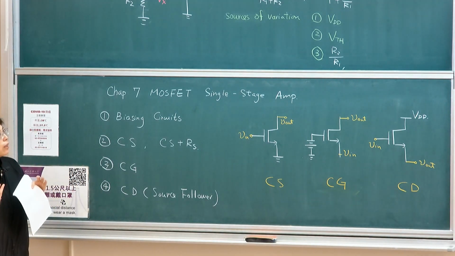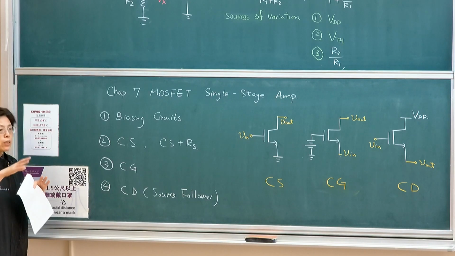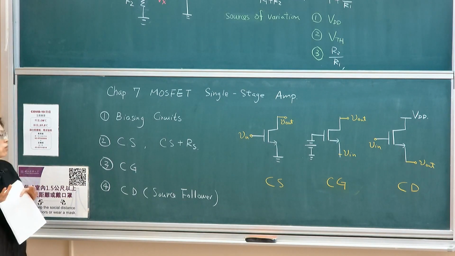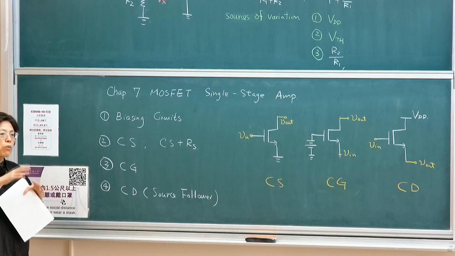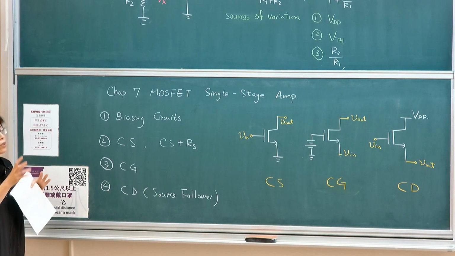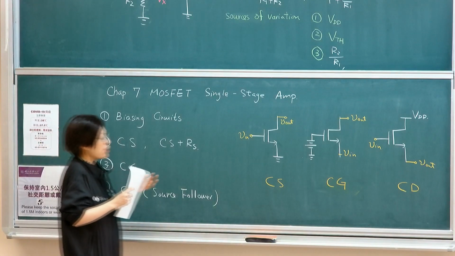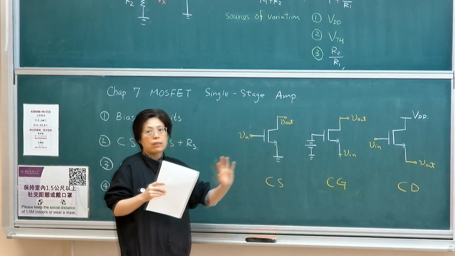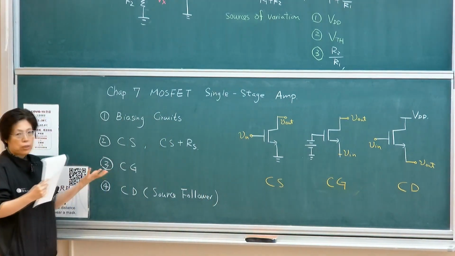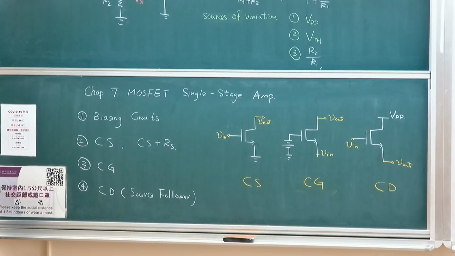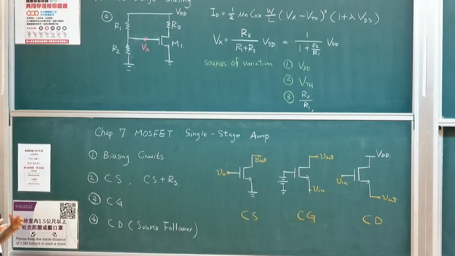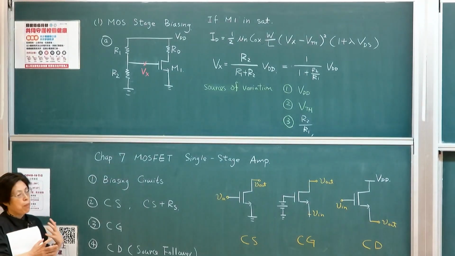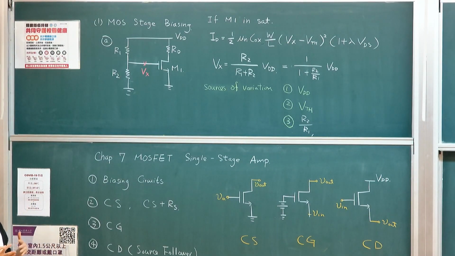We're going to talk about the main differences, but I'm going to go through these analyses much faster, because we already went through similar analysis, substituting another device, in analyzing the different topologies of single-stage architectures. So what we're going to do, of course, is the same. We're going to talk about biasing circuits. What is the difference in terms of biasing a bipolar junction transistor circuit or a MOSFET circuit?